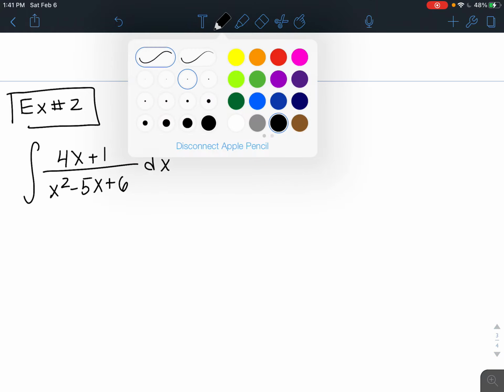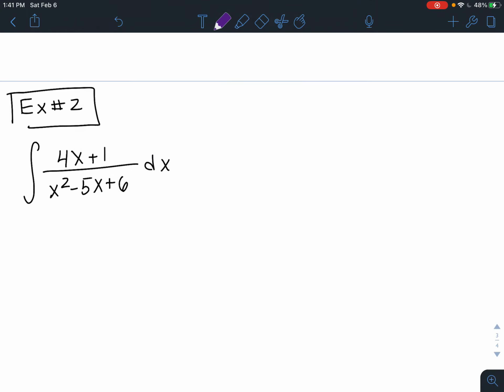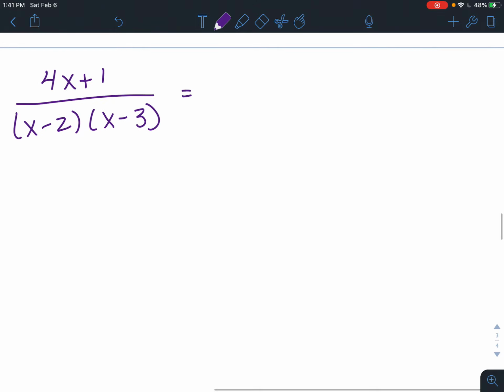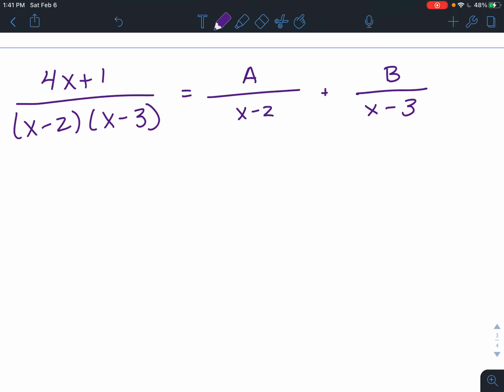Okay, so I'm just going to go ahead and start this over off to the side. I'll do it in purple this time. So I have 4x + 1 and factor the bottom, (x - 2)(x - 3). So I want to break this into two fractions. I'm going to put A over (x - 2) and then B over (x - 3). Yours might be in a different order. That just means that your A and B values are going to be backwards of mine, and that's totally fine.